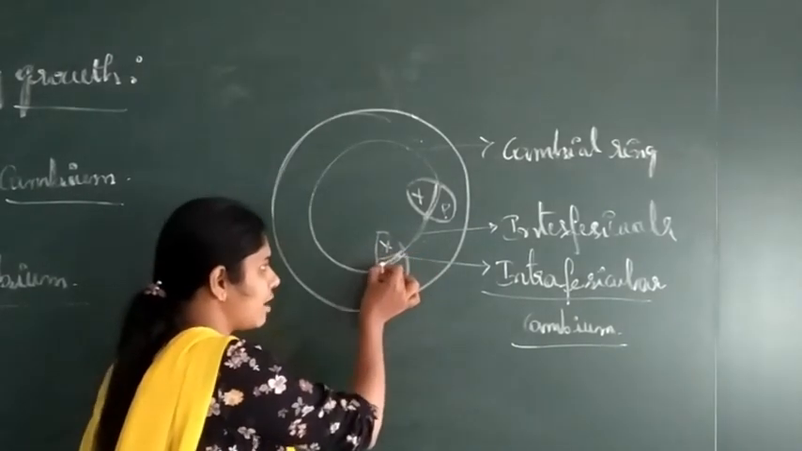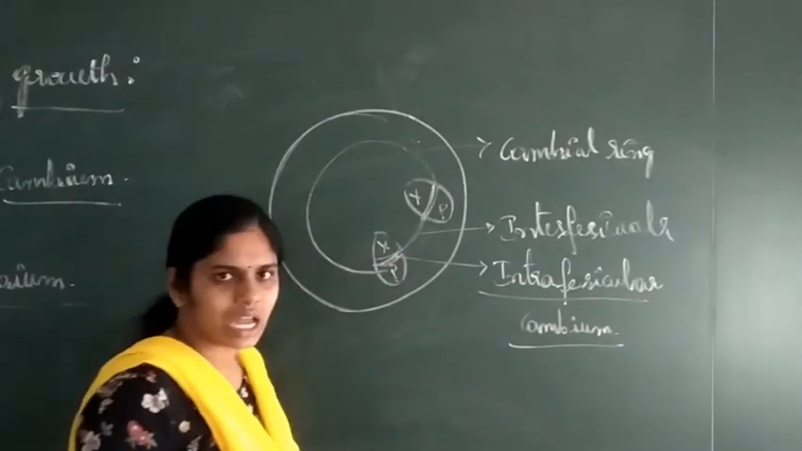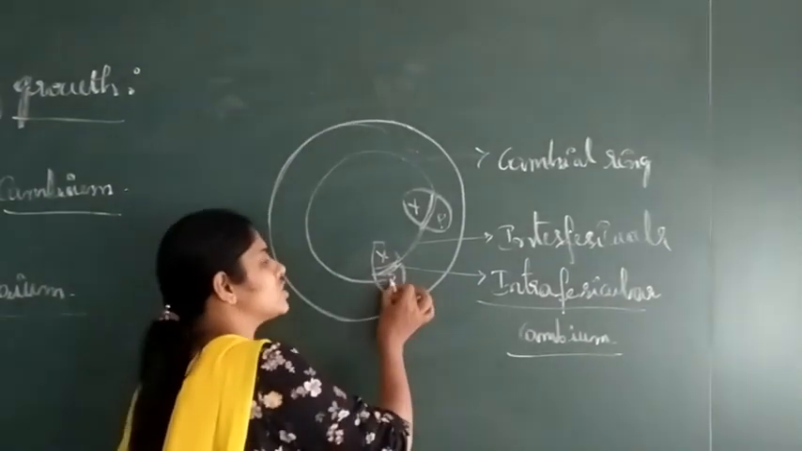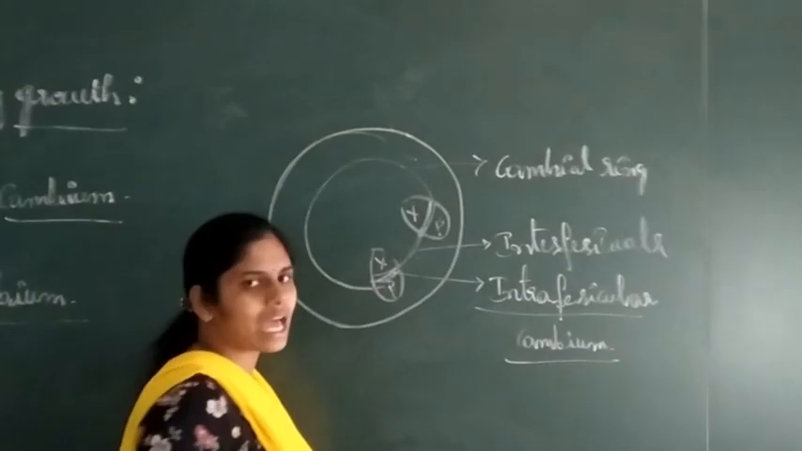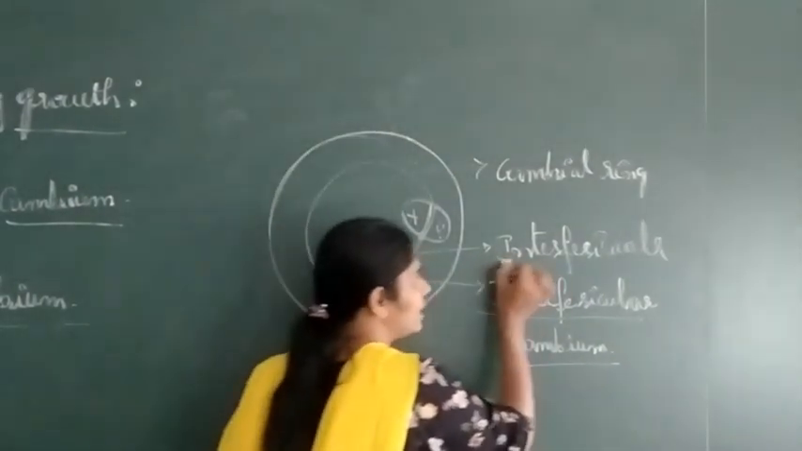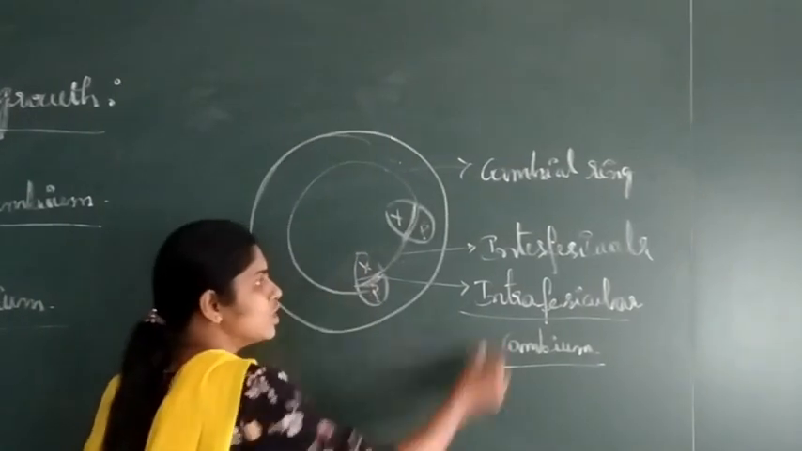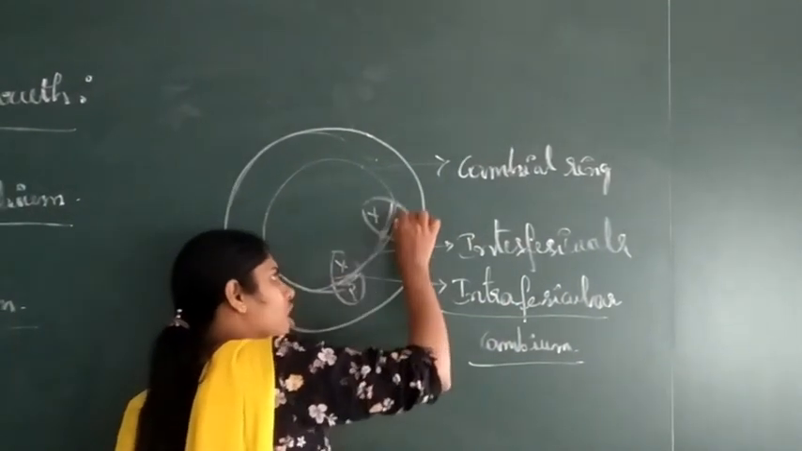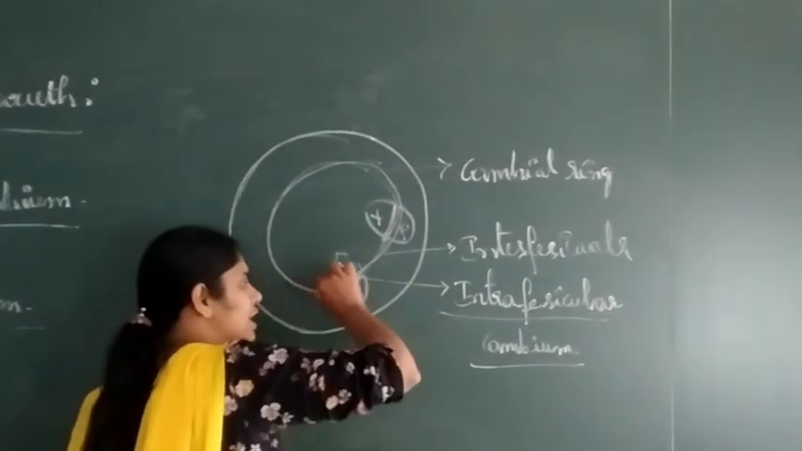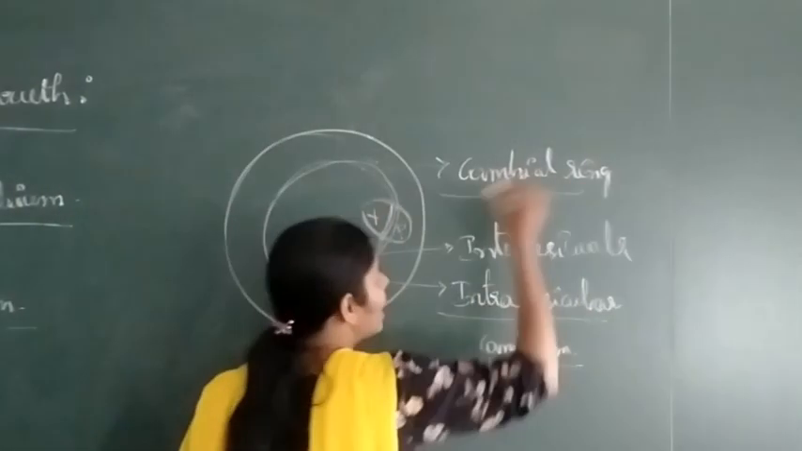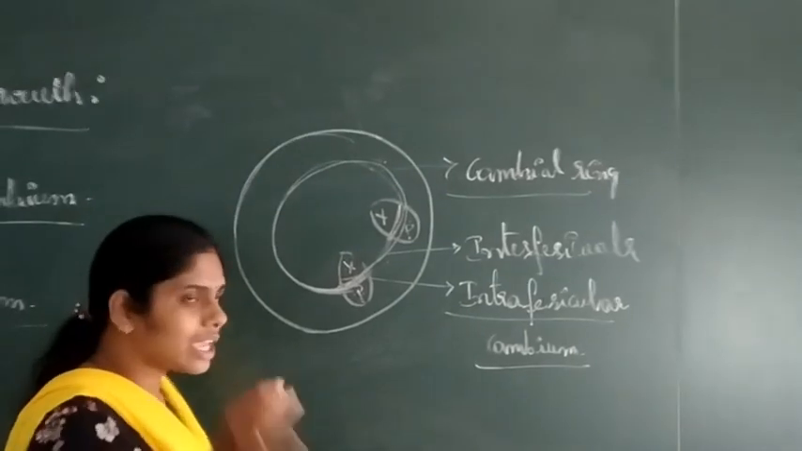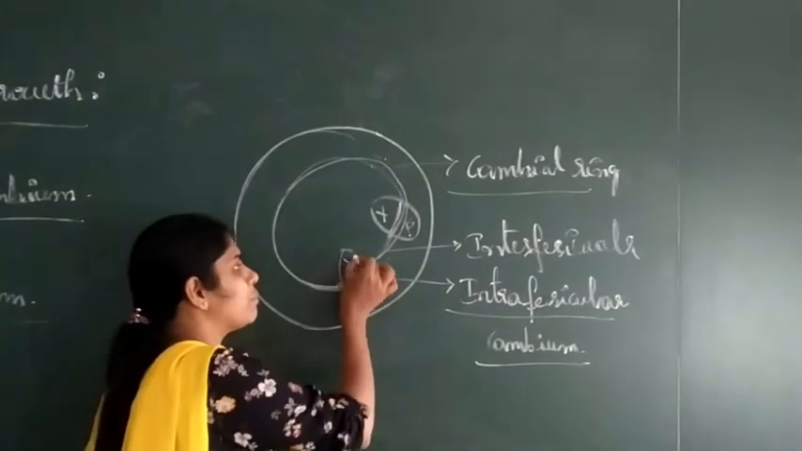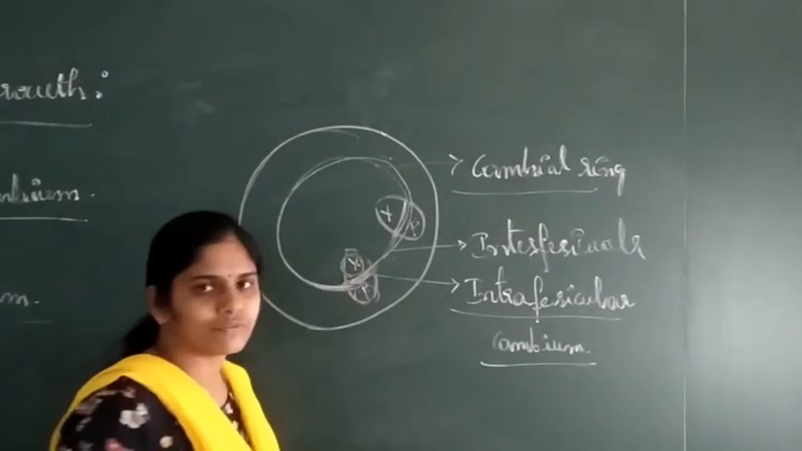The cambium which occurs between the xylem and phloem within a vascular bundle is called the intravascular cambium, and the cambium which occurs between two vascular bundles is called the intervascular cambium. Both the inter- and intravascular cambium adjoin and form a ring-like structure, called the cambium ring.